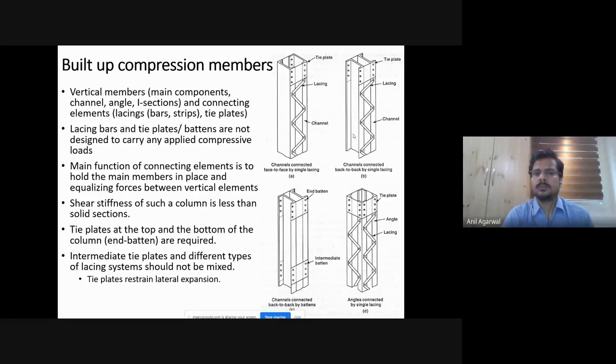Then there is this interesting type of system which is known as built-up compression members, which are quite commonly used. Again, railways are the most prolific users of these systems, right? Nowadays, you might see them also for electric line transmission, right?